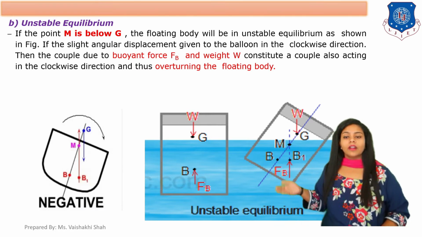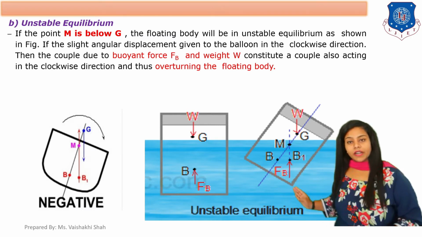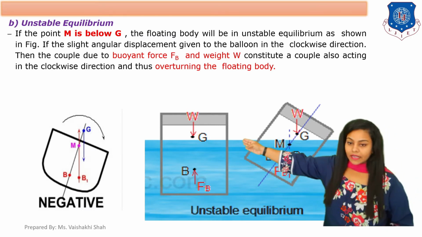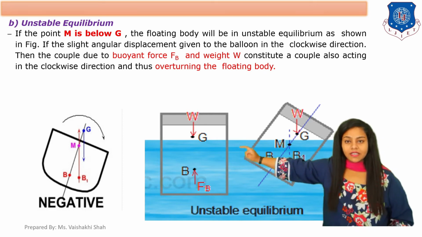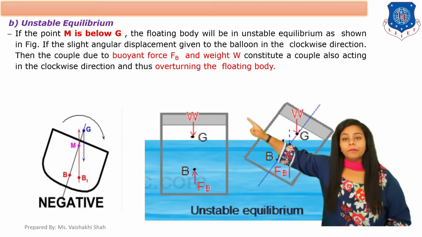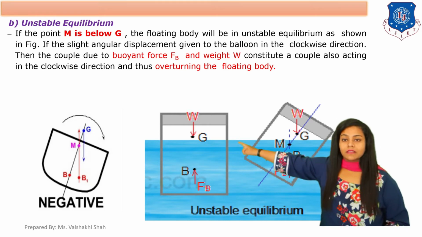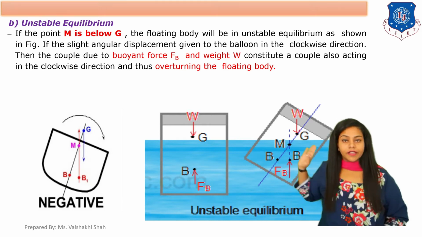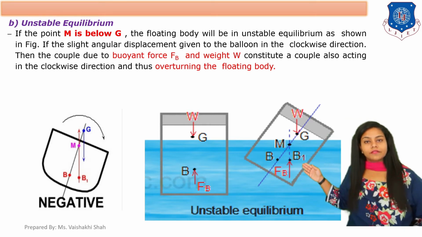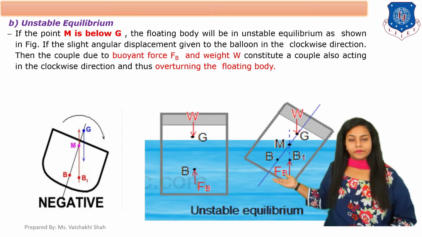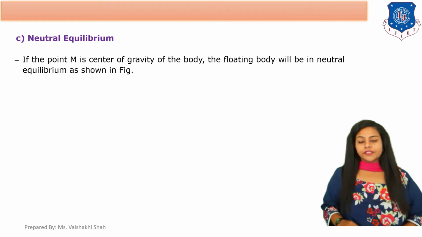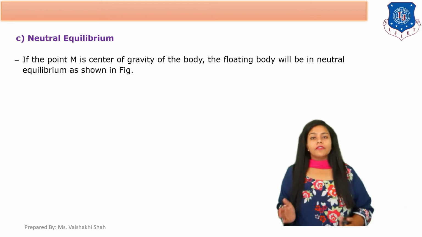So this is your unstable equilibrium condition, where you can see in that diagram that M, which is your metacenter, is below G. M is below the center of gravity. So where M is below the center of gravity, the condition is unstable equilibrium. Clear? Now the third condition is neutral equilibrium.